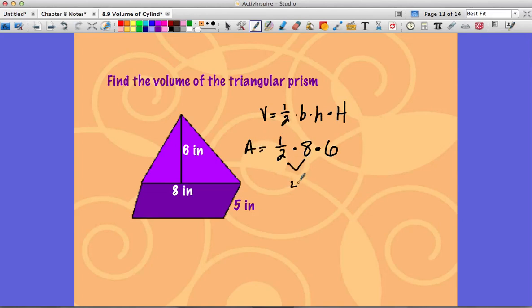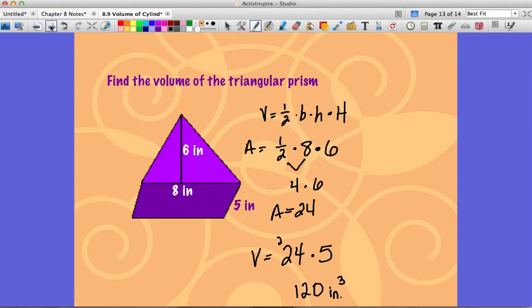And we can take half of 8, which is 4. 4 times 6 gives us 24. So the area is 24 inches squared. And then to find the volume, we'll take that 24 inches squared and multiply it by the 5 inches tall that the three-dimensional figure is. When we do 24 times 5, we get 4 times 5, which is 20. Carry the 2. 2 times 5 is 10, plus 2 is 12. So the volume is 120 inches cubed.